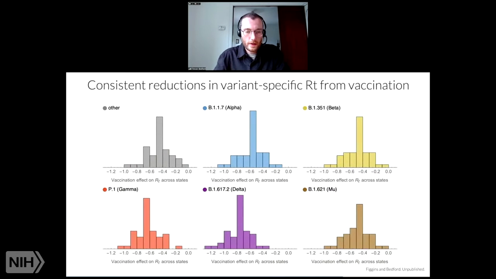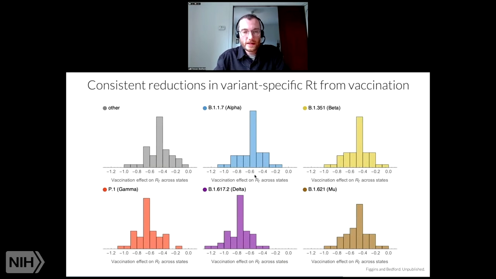However, interestingly, there is some difference in the neutralization titers across these variants, with beta, gamma, and mu having more of a drop in neutralization titer relative to alpha and delta. It's not a huge difference.